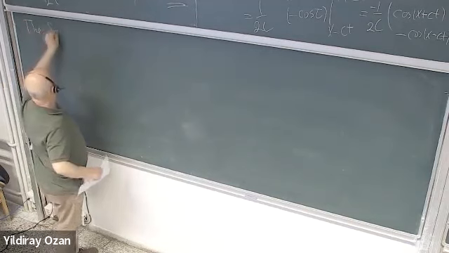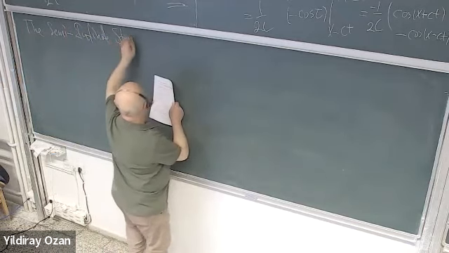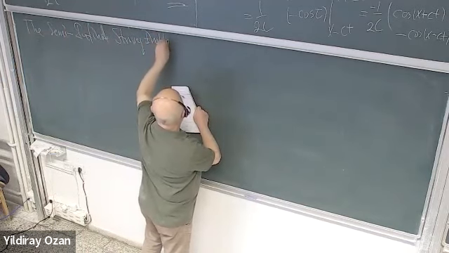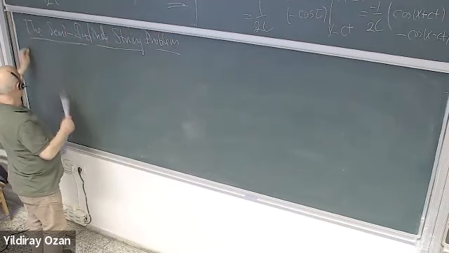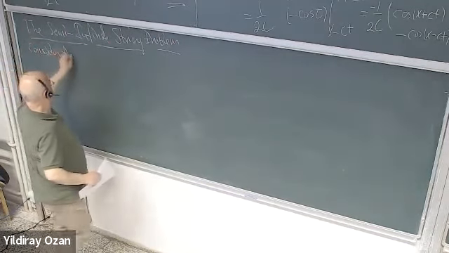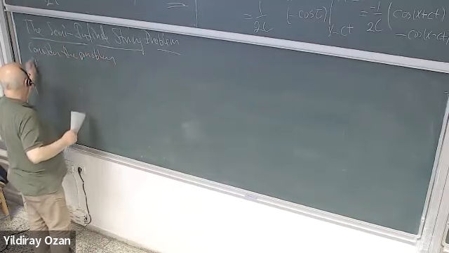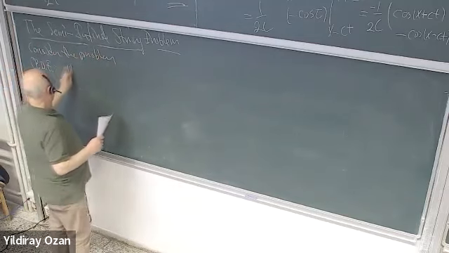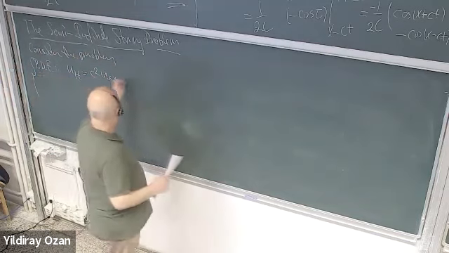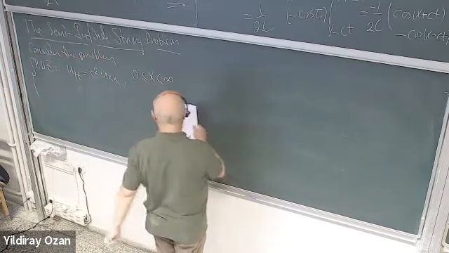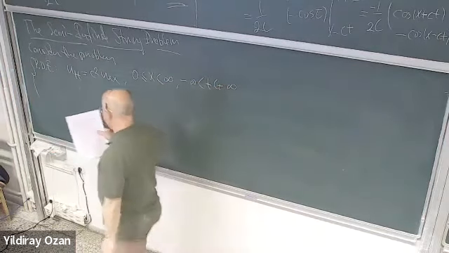The semi-infinite string problem. So this time we consider the problem. So partial differential equation is always the same. u_tt is equal to c squared u_xx. But this time, x is between 0 and infinity. And t is again from minus to plus infinity.